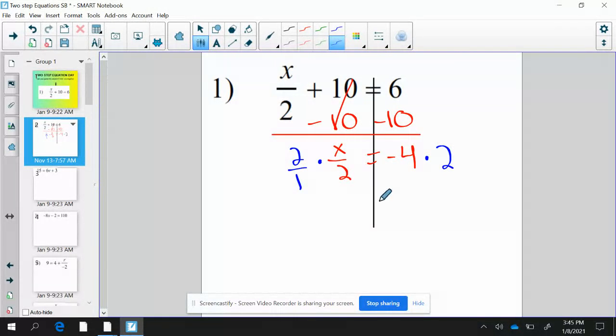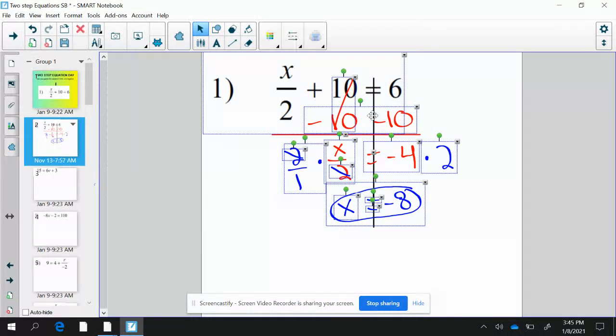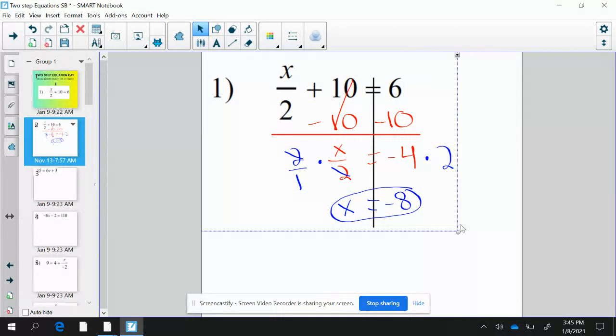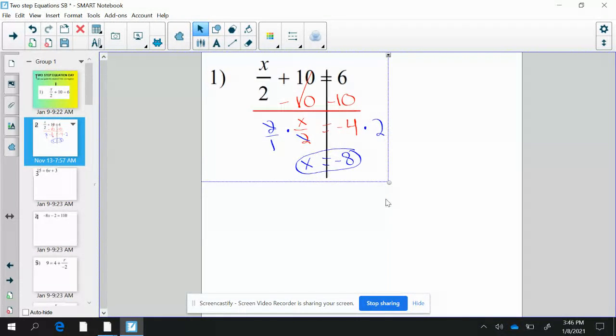Always doing the opposite to get rid of it. And x over 2, those cancel. And x equals negative 8. And circle. That's going to be our first problem. And then now we're going to check it.